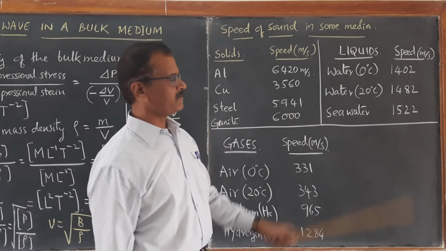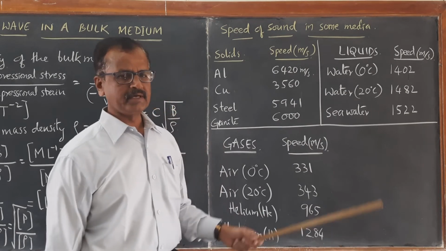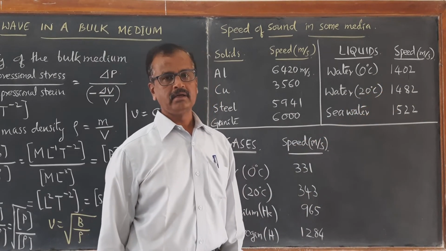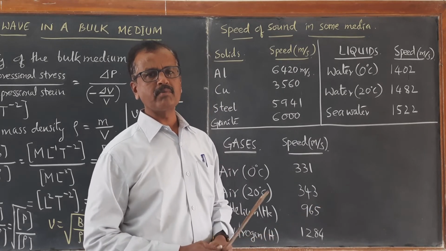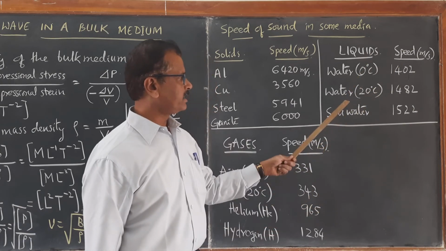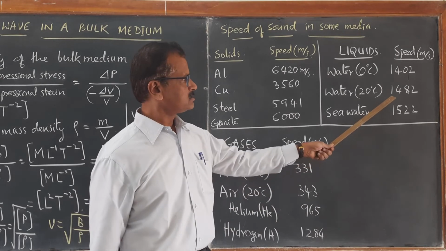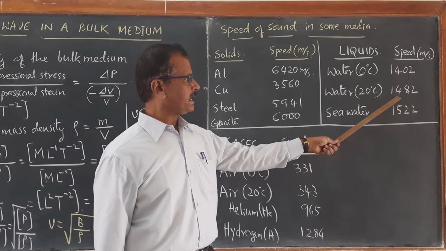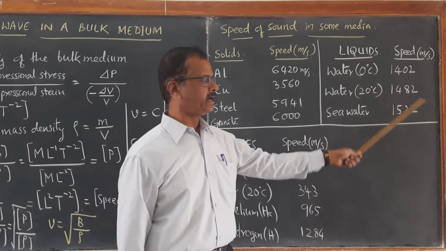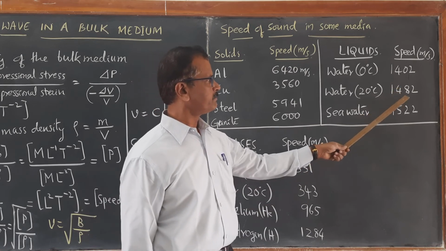Now look at the examples of liquids like water. The speed of sound in water at 0 degrees Celsius is 1402 meter per second. You can just remember 1.4 kilometer per second. When the water is at room temperature, say about 20 degrees Celsius, its speed is a little higher, nearly 1500. That is 1482 meter per second, nearly 1.5 kilometer per second.